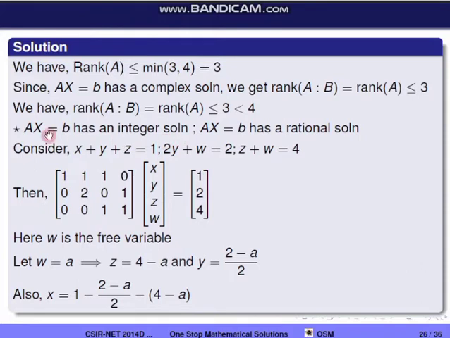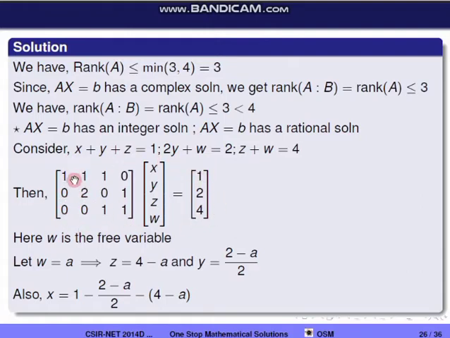So I have taken here two options: Ax equal to B has an integer solution, and Ax equal to B has a rational solution. So the first option is saying whether every solution is an integer, and the second is saying whether at least one solution is rational. So we'll check with an example. Consider the system x plus y plus z equal to 1, 2y plus w equal to 2, and z plus w equal to 4. Write it in the matrix form. So we'll get it like this.